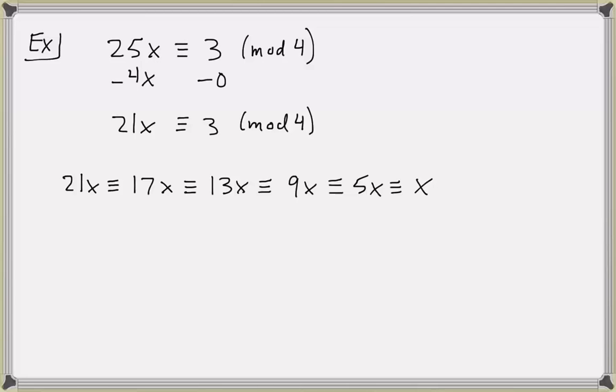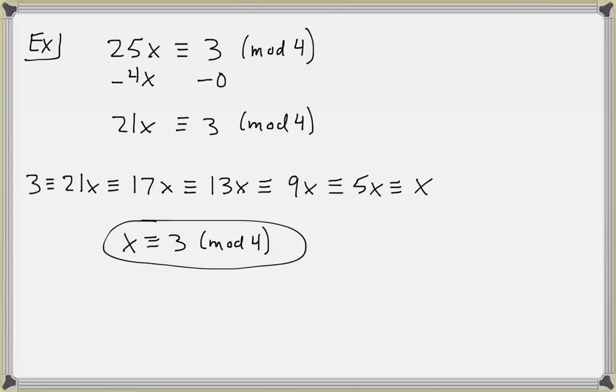And we said that 21x was congruent to 3 mod 4, so therefore x is congruent to 3 mod 4. The original congruence, 25x is congruent to 3 mod 4, will be satisfied by any integer that is congruent to 3 mod 4.